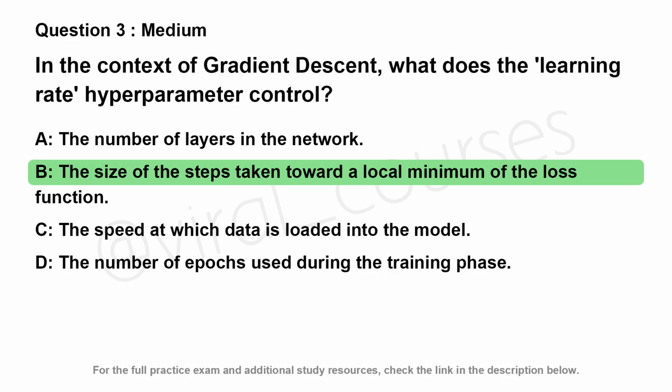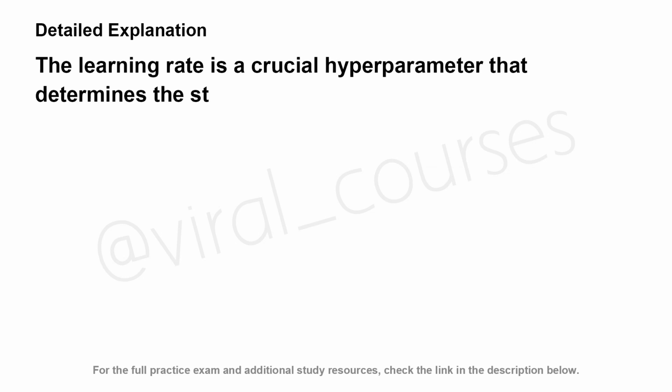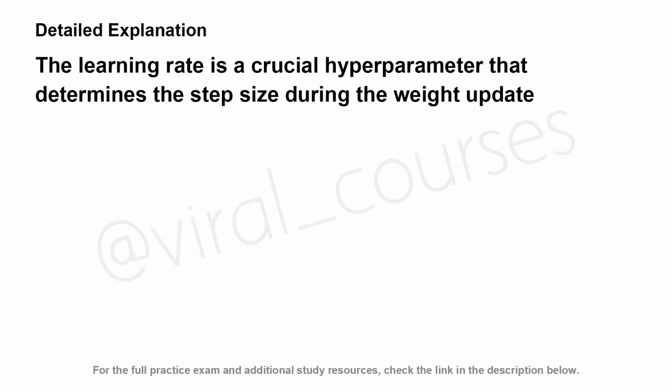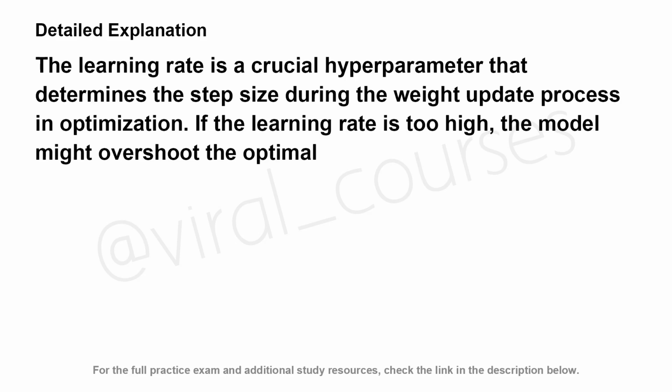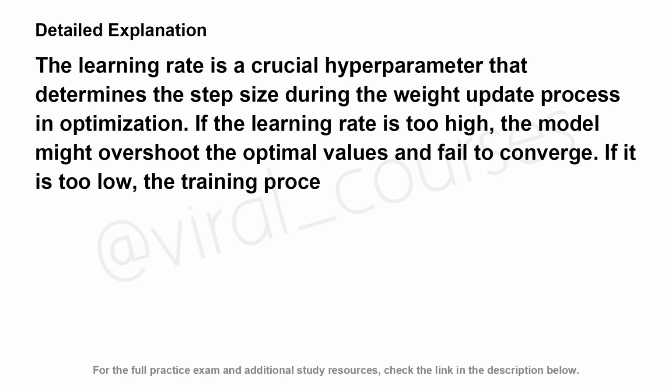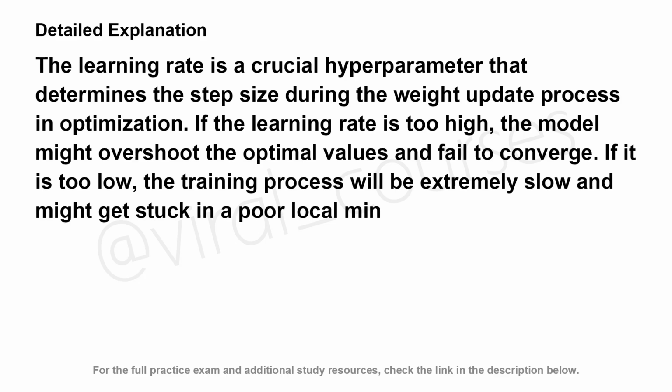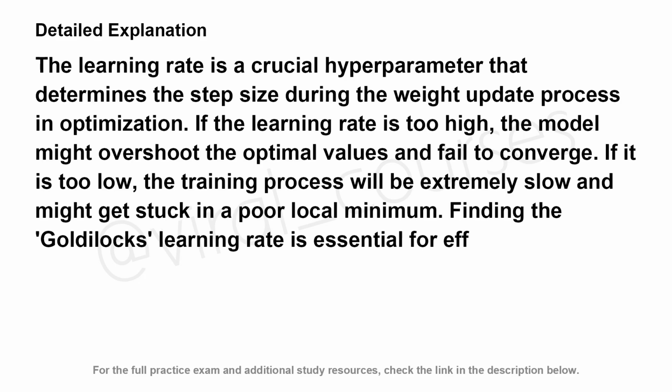The correct answer is B. The learning rate is a crucial hyperparameter that determines the step size during the weight update process in optimization. If the learning rate is too high, the model might overshoot the optimal values and fail to converge. If it is too low, the training process will be extremely slow and might get stuck in a poor local minimum. Finding the Goldilocks learning rate is essential for efficient model training.